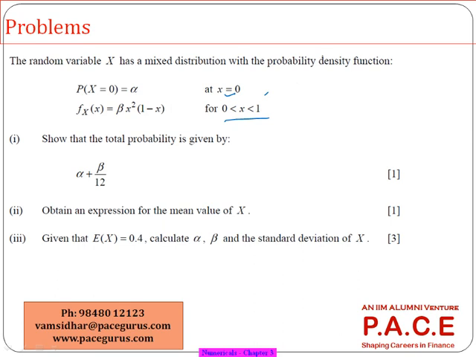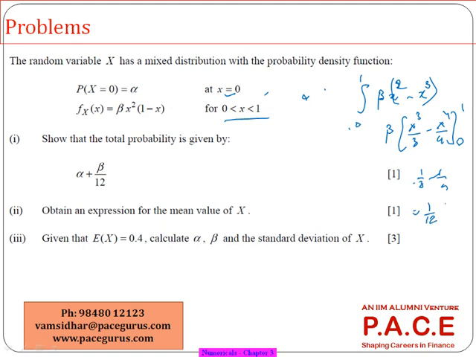So it's as good as the probability of the discrete part is alpha. The probability of the continuous part, which you are integrating between 0 and 1, is beta times (x squared minus x cube). So the integral of the second part is nothing but beta into (x cube by 3 minus x power 4 by 4), integrated between 0 and 1. So it is nothing but 1 by 3 minus 1 by 4, making it 1 by 12. So beta into 1 by 12.